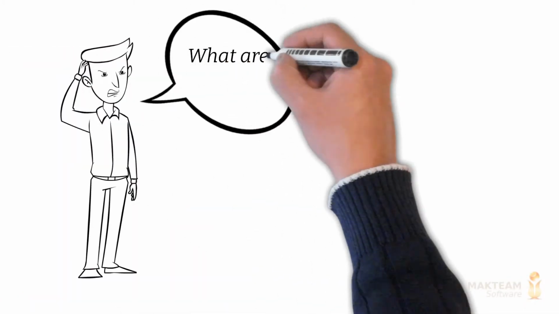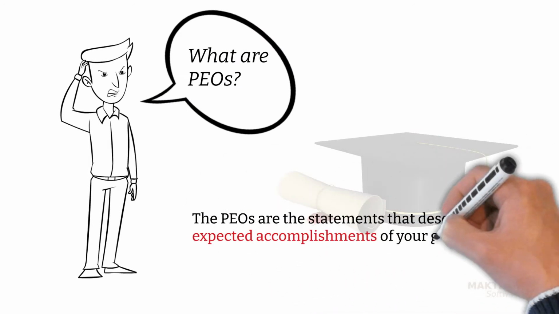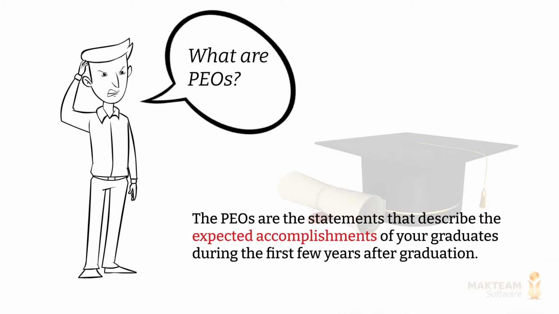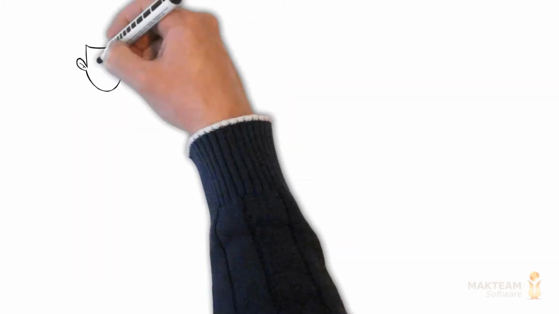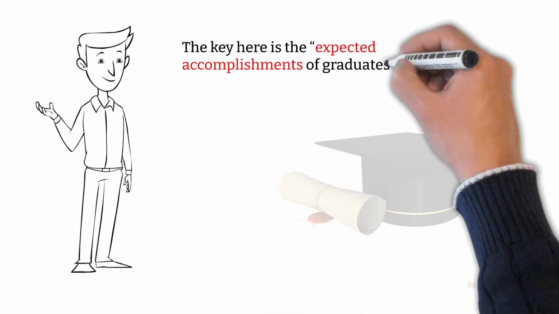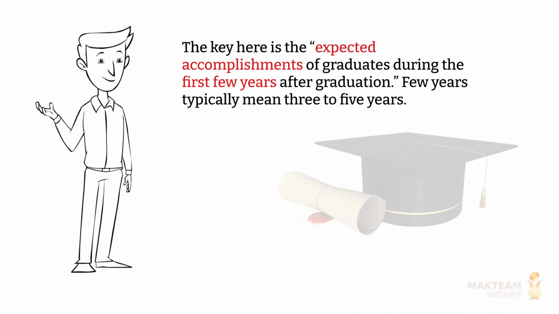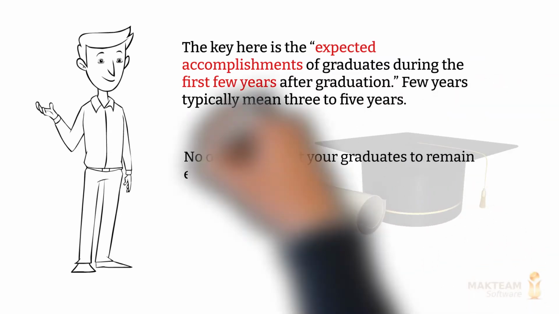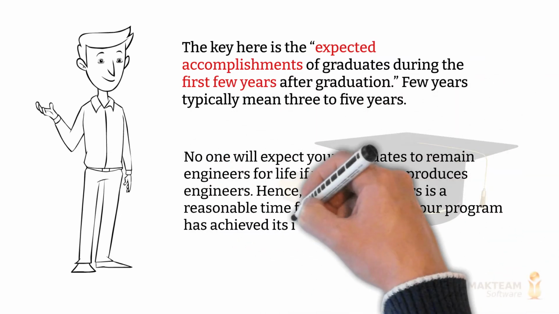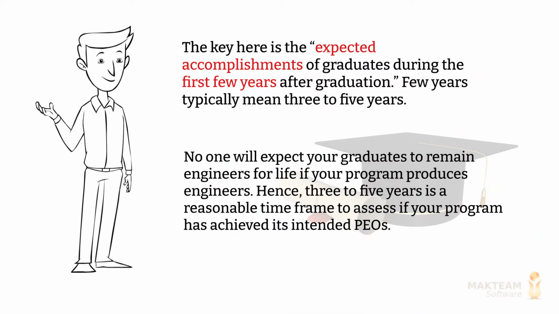So, what are PEOs? The PEOs are the statements that describe the expected accomplishments of your graduates during the first few years after graduation. The key here is the expected accomplishments of graduates during the first few years after graduation. Few years typically mean 3 to 5 years. No one will expect your graduates to remain engineers for life if your program produces engineers. Hence, 3 to 5 years is a reasonable time frame to assess if your program has achieved its intended PEOs.